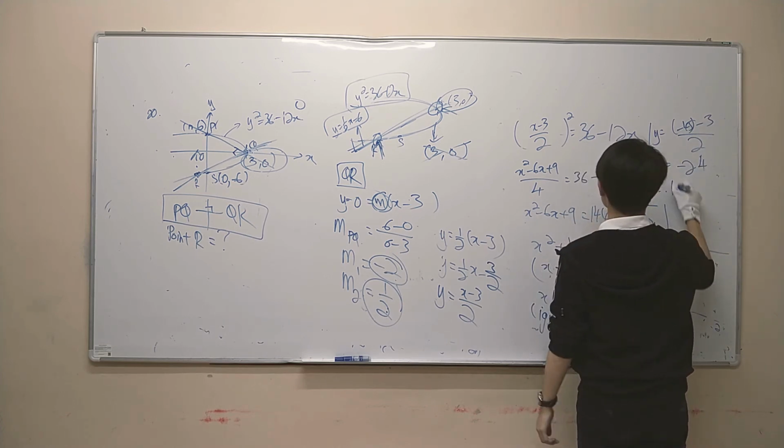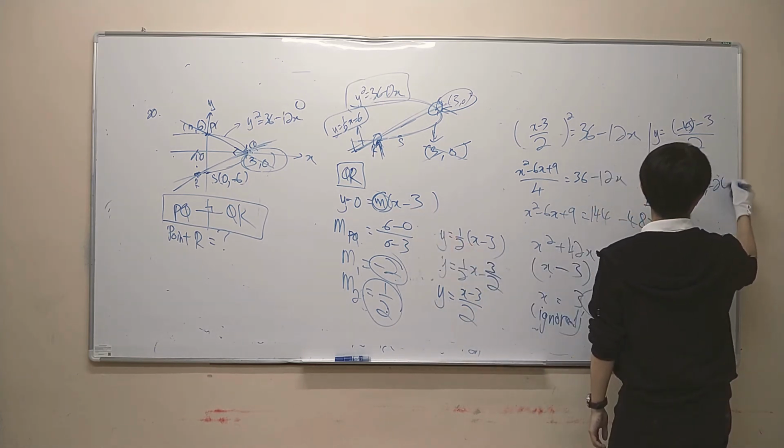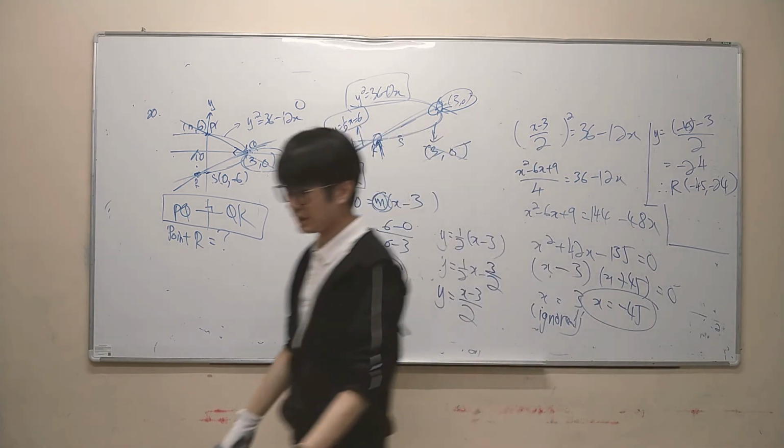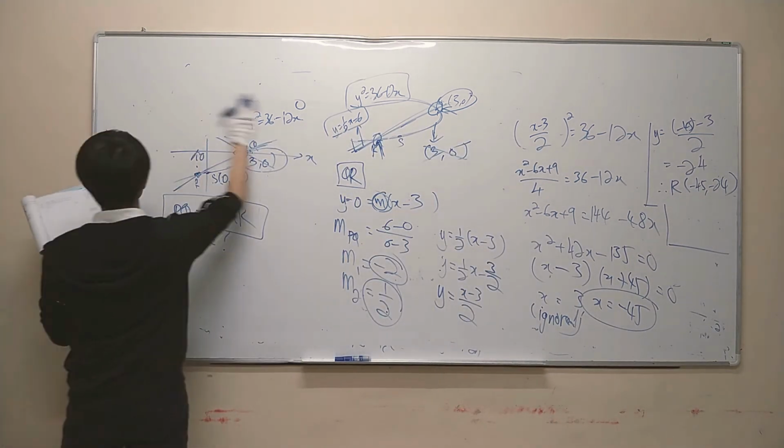24. So what's the point R? Negative 45, negative 24. Alright, done. That is the final answer. Next question is number 21.